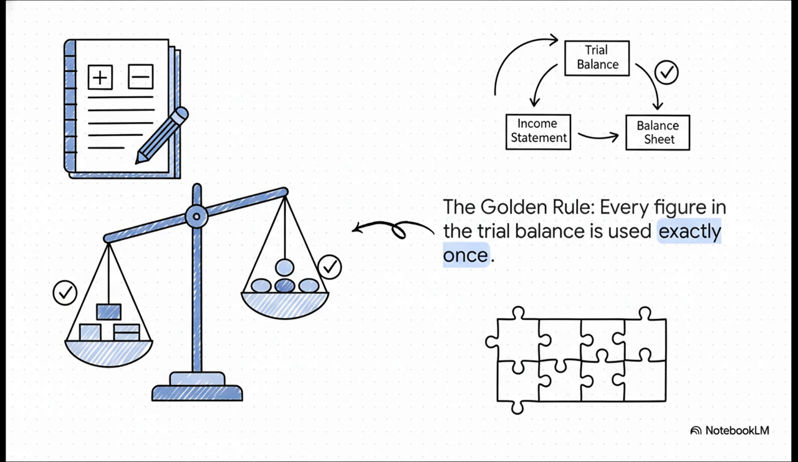And this is the most important rule of this entire process. I'm going to say it again. Every figure is used exactly once. No piece gets left over, and no piece gets used twice. This is what makes the whole system work so perfectly. Once you place an item, you can mentally check it off the list. It guarantees we account for everything, creating a complete and balanced picture at the end.